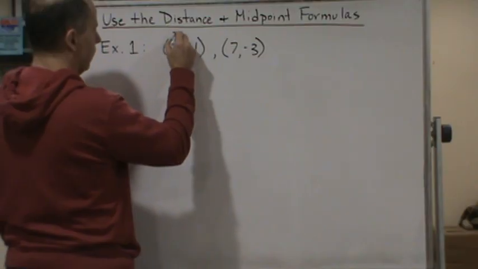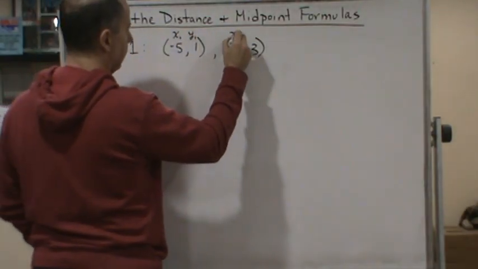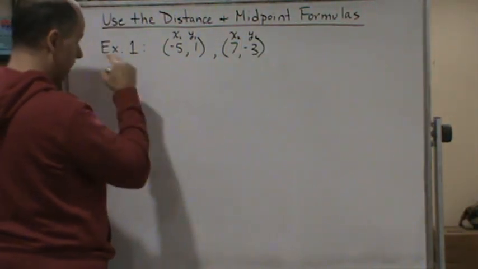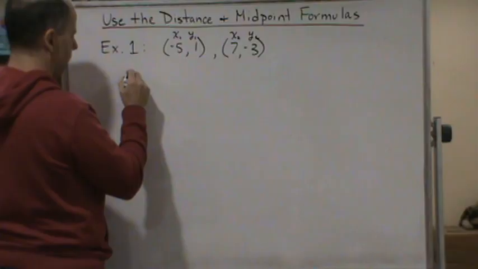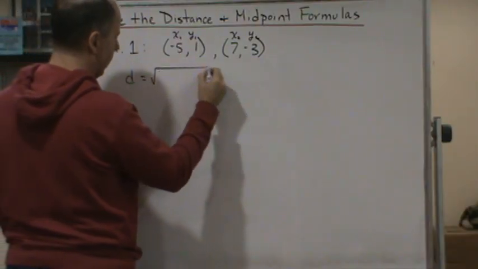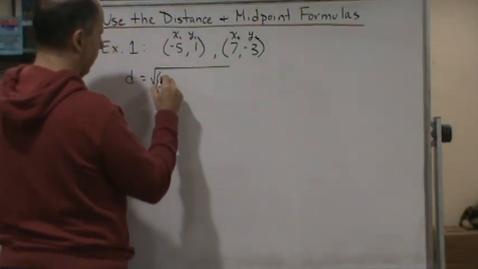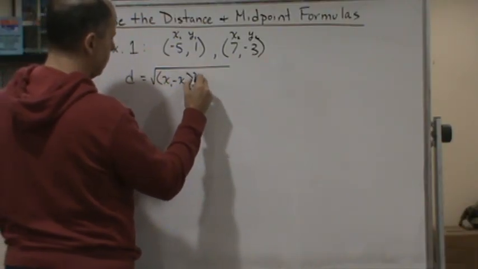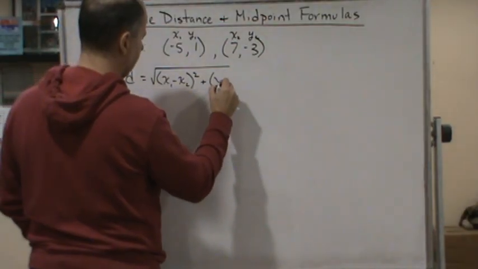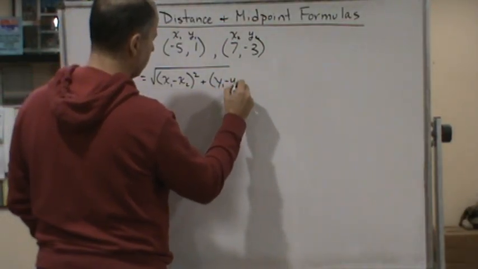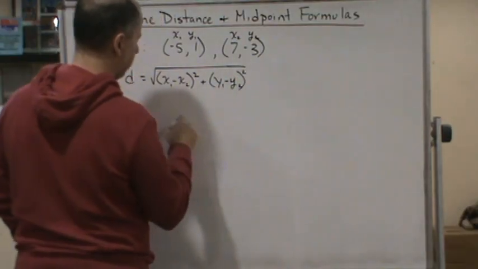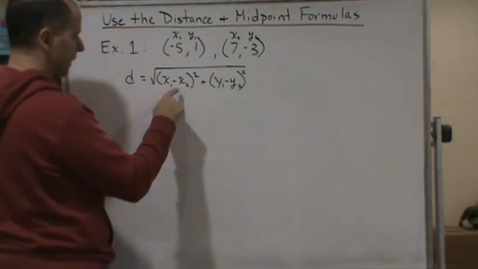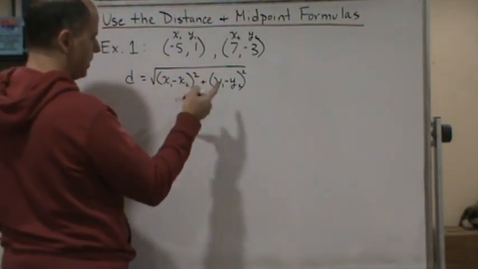So we'll do x1, y1, x2, y2. And so let's do x1 minus x2. So d is equal to the square root of what? It'll be x1 minus x2 squared plus y1 minus y2 squared. So there's nothing wrong with subtracting them this way. I know in the last example I did x2 minus x1, but it doesn't matter.